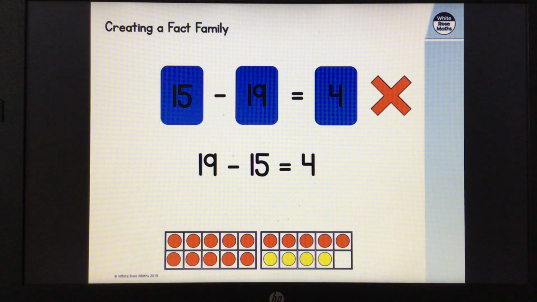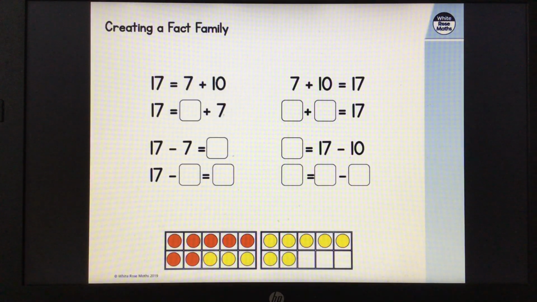So the other way we can do this calculation, instead of taking away the red counters first, we can take away the yellow counters. So 19 subtract 4 would give us 15. It's the same 3 numbers. There are actually 8 calculations in each fact family, and they all contain those same 3 numbers.